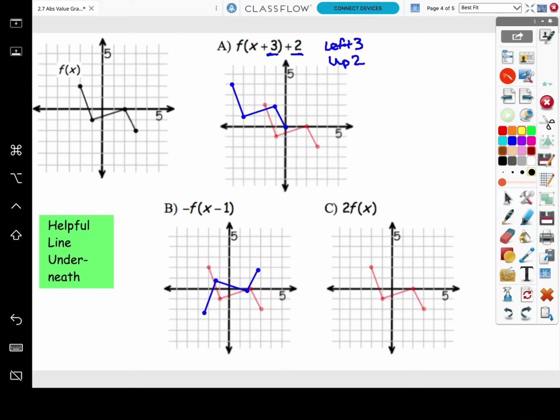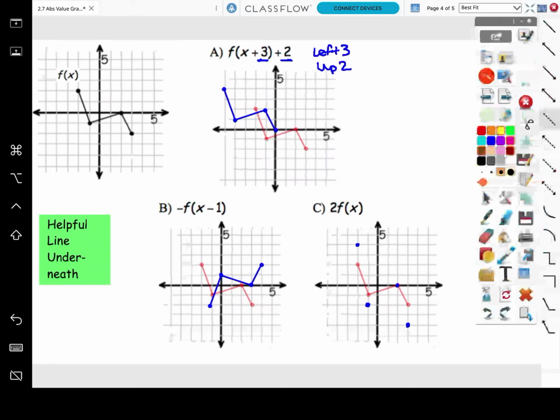Last one, 2 times f of x. That's a vertical stretch. So we're going to stretch it by 2. So we're going to make all of our y values twice as tall. So this y value that used to be at 2 is now going to be at 4. This one that used to be at -1 is now at -2. 2 times as tall as 0 is still 0, and this one's -2 stretches down to -4. So all of our y coordinates get multiplied by 2.